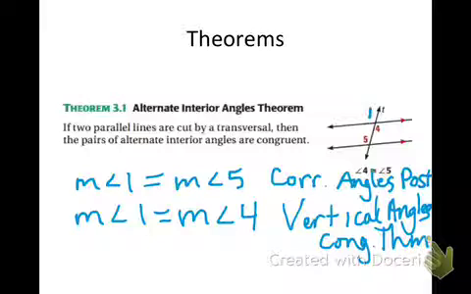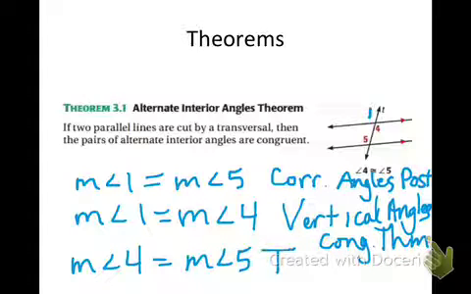Now we've got two angles, 4 and 5, equal to the measure of angle 1, so we know that the measure of angle 4 must equal the measure of angle 5, thanks to the ever-popular transitive property. Real easy proof. We just proved the alternate interior angles theorem. Let's go on to the next theorem.